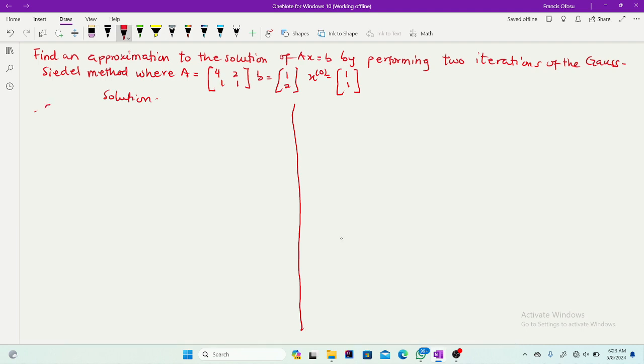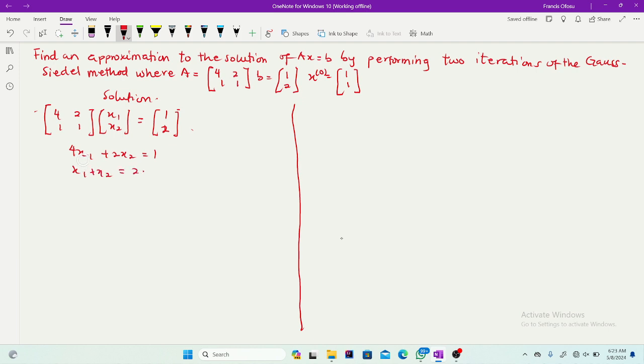You simply write your A, which is 4, 2, 1, 1, multiplied by the unknowns x1, x2, is equal to 1, 2, your b. So this is actually the system. You write 4x1 plus 2x2 is equal to 1, and you have x1 plus x2 is equal to 2.